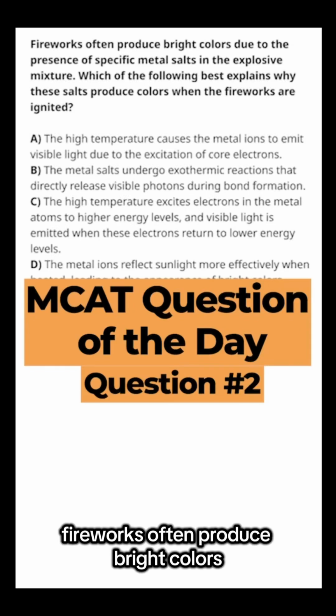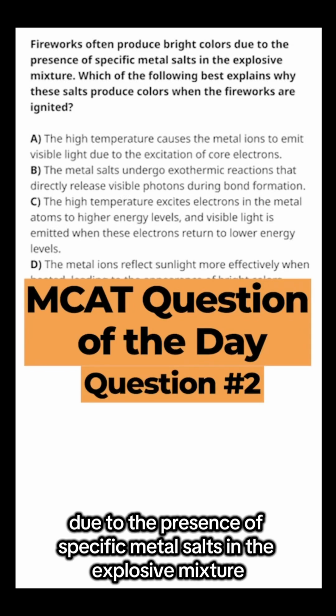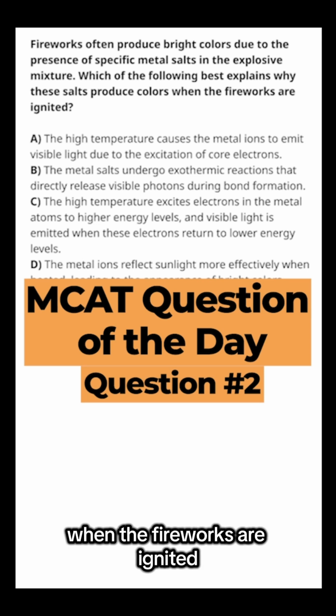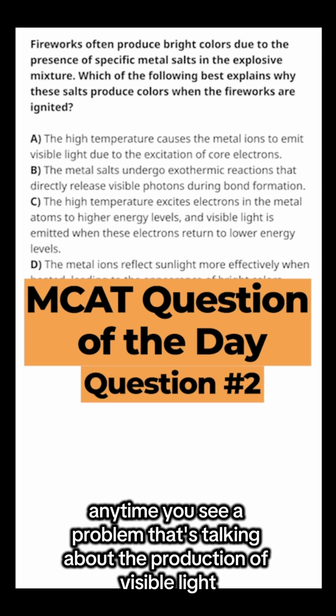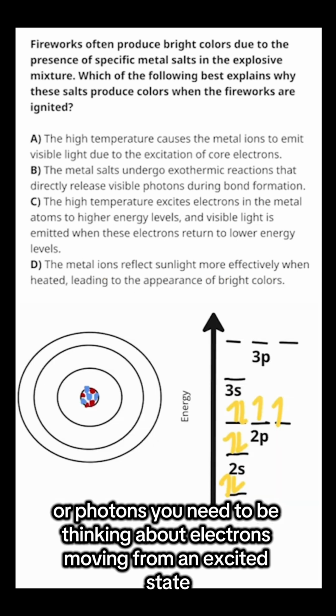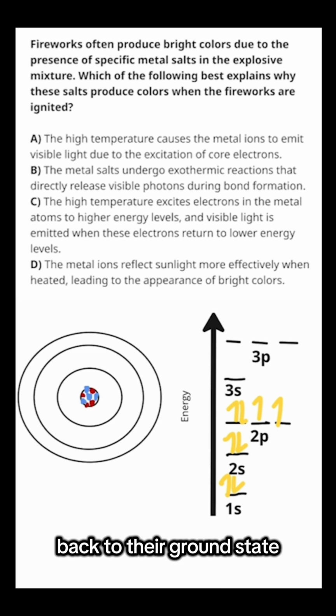Fireworks often produce bright colors due to the presence of specific metal salts in the explosive mixture. Which of the following best explains why these salts produce colors when the fireworks are ignited? Anytime you see a problem that's talking about the production of visible light or photons, you need to be thinking about electrons moving from an excited state back to their ground state.